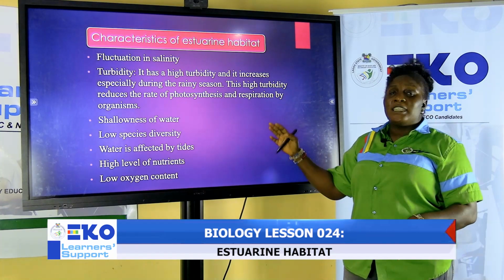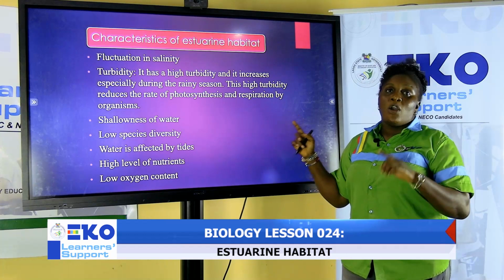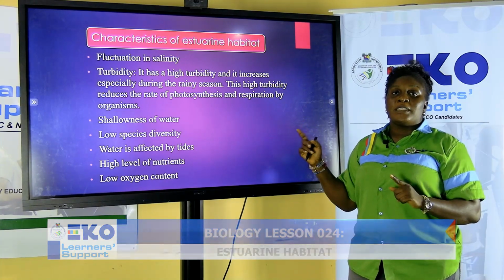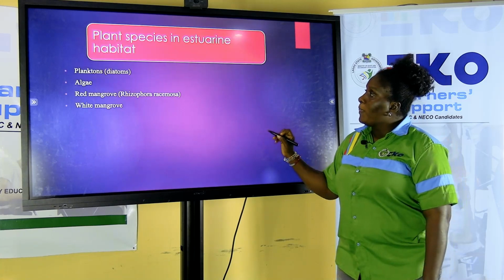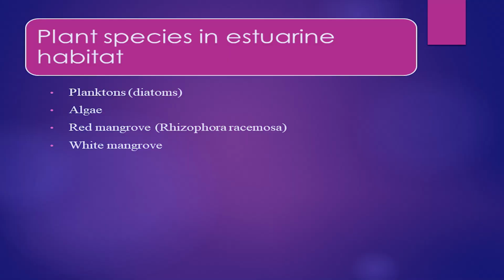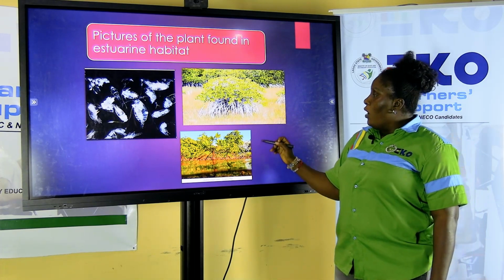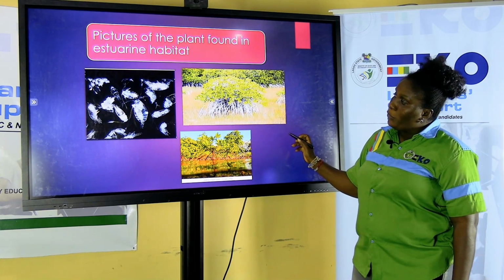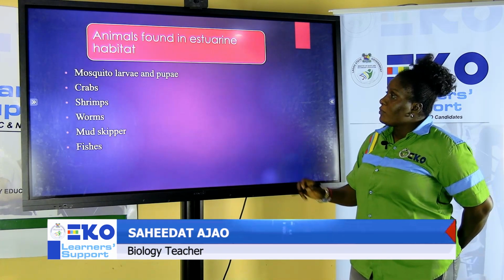Number five, here in this estuarine habitat, we have low oxygen content, unlike that of the marine habitat where we have high oxygen content. Let's look at the plant species found here. We have the diatoms, we have the red mangrove, white mangrove, and the algae. So this is an example of the red mangrove and the white mangrove found in the estuarine habitat.